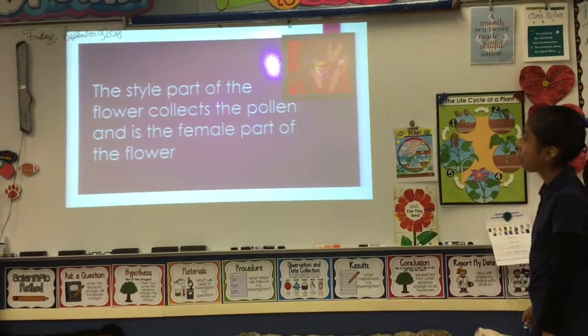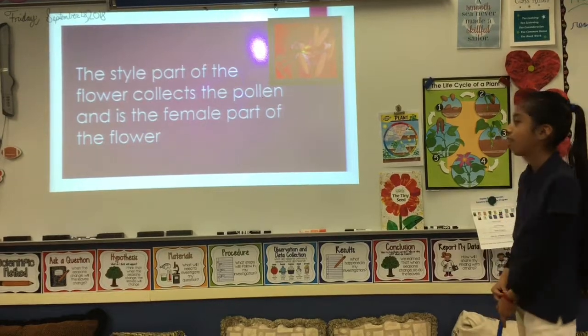The xylem part of the flower collects the pollen and is the female part of the flower.